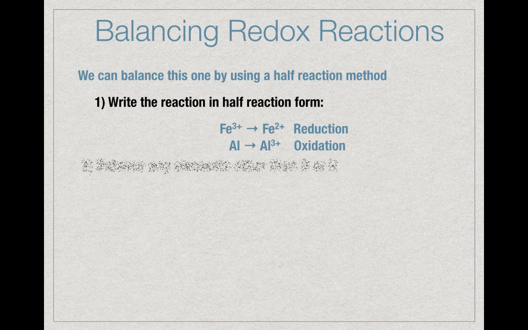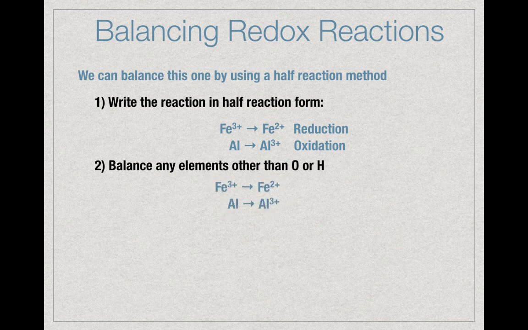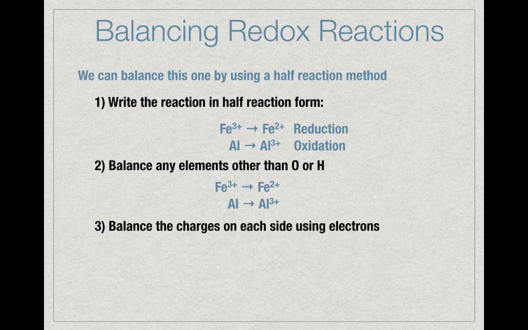Next, we're going to balance any elements other than oxygen or hydrogen. Well, this reaction does not involve doing that because we have one iron on both sides and one aluminum on both sides. So we're already balanced as far as the elements. Next, we want to balance the charges on each side using electrons. We see for the iron that we need one additional electron in the reactants to make sure that the charges are exactly the same. The negative one from an electron plus a 3+ brings us to 2+ that we have in the products.